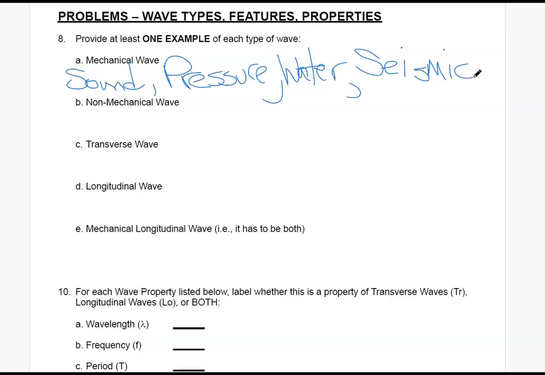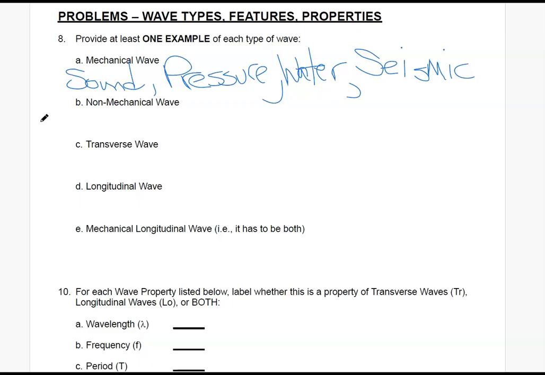Pressure waves are typically what we refer to as waves that are going through liquids, sometimes solids. Water waves obviously go through water, and seismic waves obviously go through the earth, and the earth has both solid layers and liquid layers. All of these are waves that require matter, so they're all mechanical waves. Non-mechanical waves, these are waves that do not require matter to go through. They could go through matter, but they do not require matter.